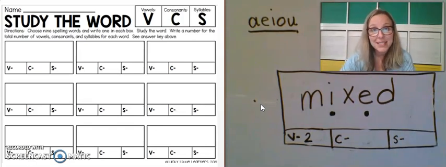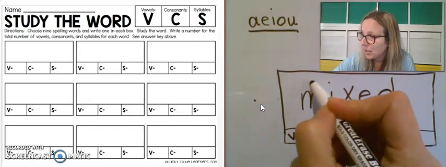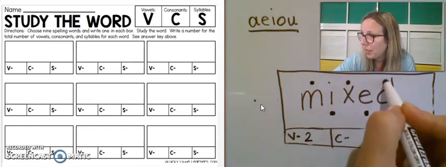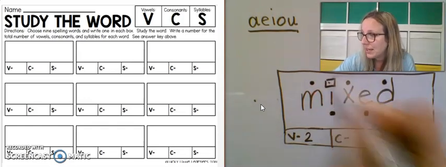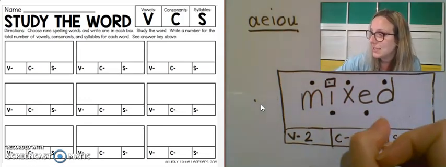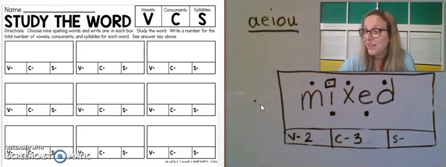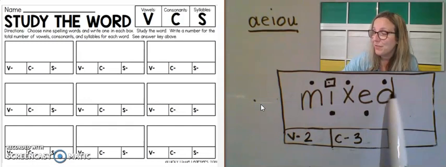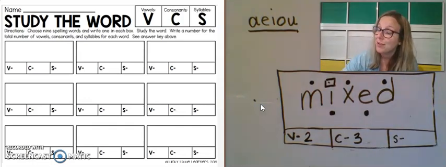Let's count up those consonants. There's 1, 2, 3. Remember, don't accidentally count that dot on your I. I have 1, 2, 3 consonants. So 2 plus 3 is 5. There should be 5 letters in my word. 1, 2, 3, 4, 5. There are, so I know I got all my letters.